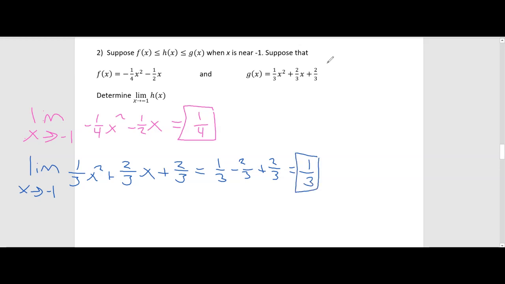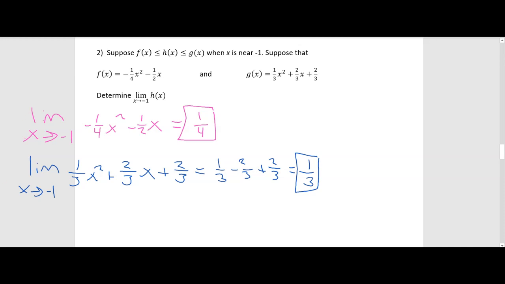So this gives us 1/3. So while the limits are close, they are not the same, which means there's some room for the limit of h of x as x approaches -1 to be more than one value. So we cannot invoke the squeeze theorem here, and we would not be able to give an answer because the conditions of the squeeze theorem were not met, right? The limits of the top and the bottom function are not equal to one another.